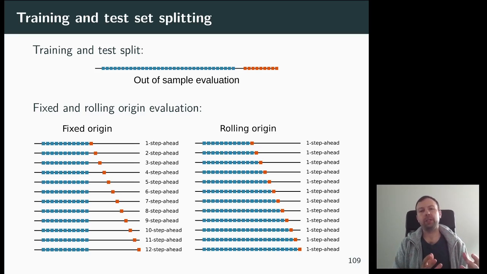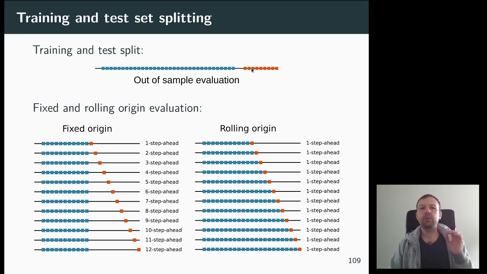Now we come back to the next point, which is how should you split your training and your test set, and how does that work with the training? So the most straightforward thing to do, and that everybody does, or that comes to mind, is an out of sample evaluation, where you just say, this is my time series, the blue dots are my training set, and now I just cut off a bit from the end of the series, and that's my test set. That's where I test on.